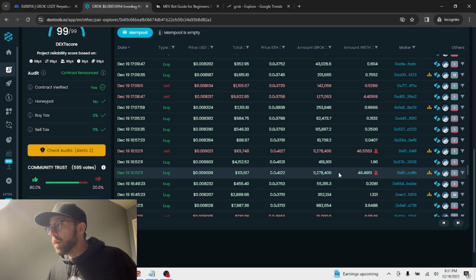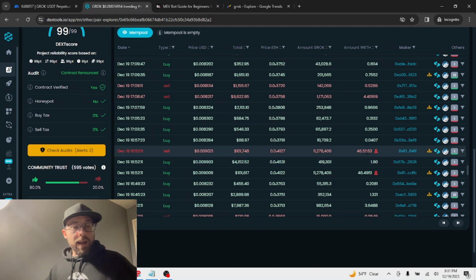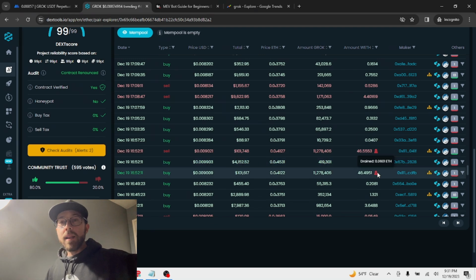So they bought 11 million GROK. And then there was another transaction. Somebody else came in and picked up almost 2 ETH. And then right after that happened, this bot, it's not like a real human trading. This is a bot. It's an algorithmic buying and trading profitable arbitrage strategy. So it's called a MEV bot. I'm going to show you more exactly what that means.